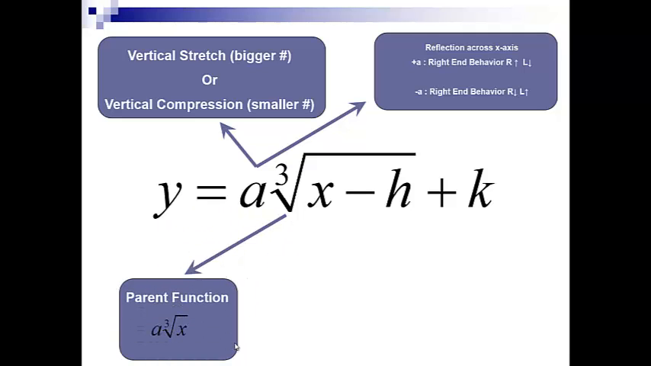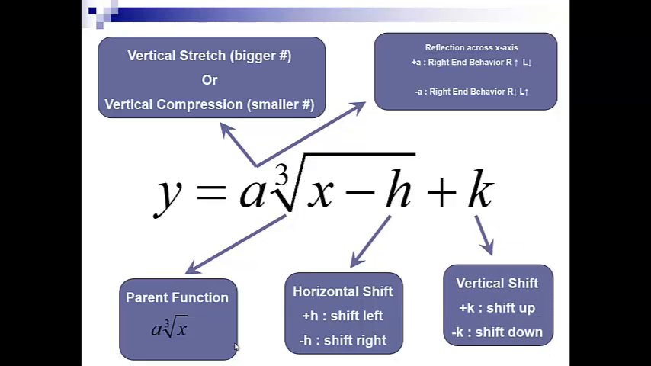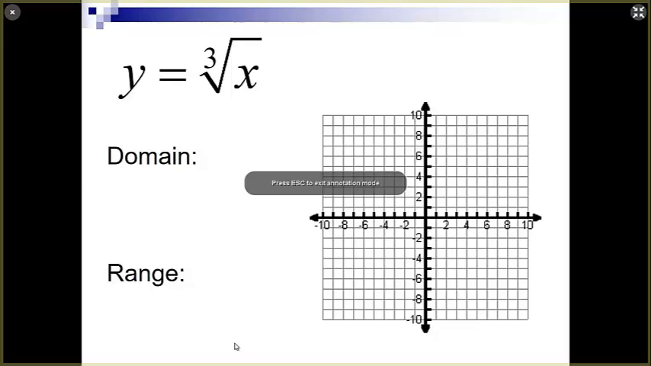So in this case, your parent function, again, the exact same mentality. You have your a, cube root of x, because as always, that's going to be your parent, and you're going to shift it from there. You shift it horizontally, left and right, and this is the opposite one. And then your k value is going to be a vertical shift up or down. Now, the thing that's going to be nice about this is the domain and range is very easy.